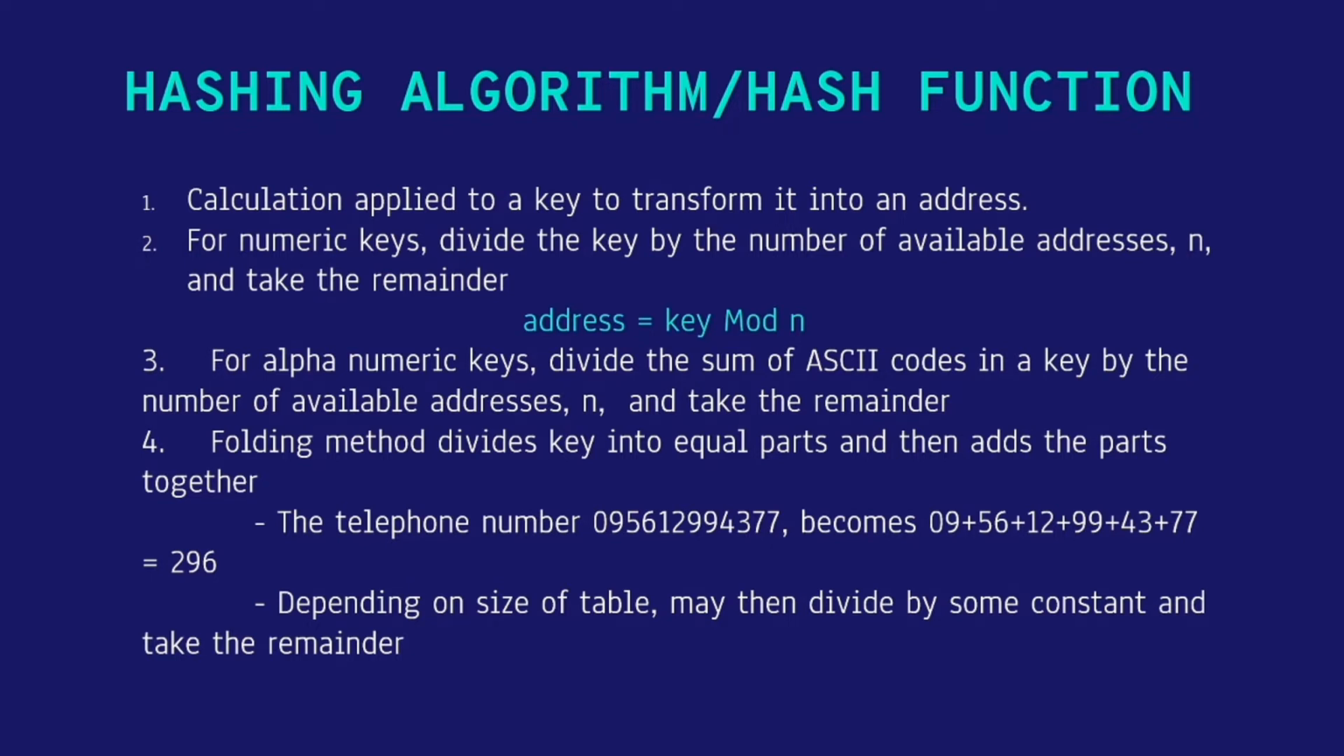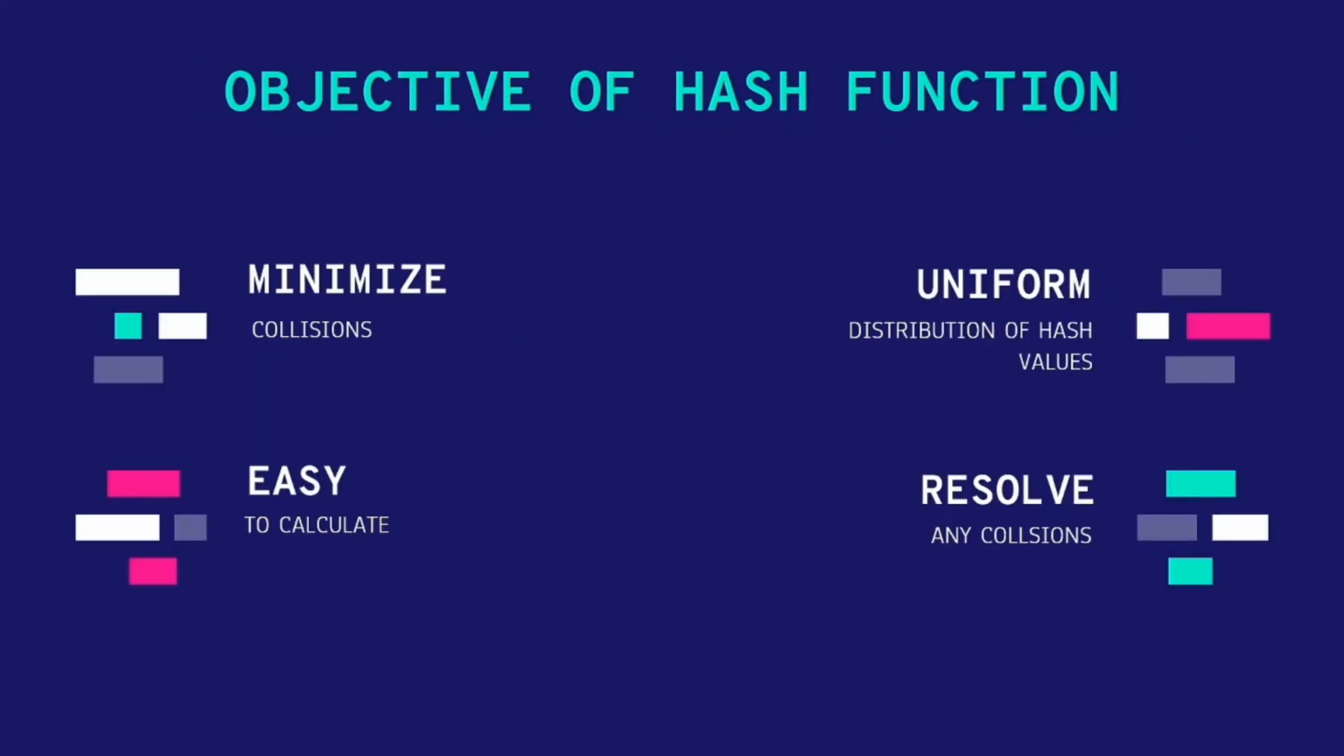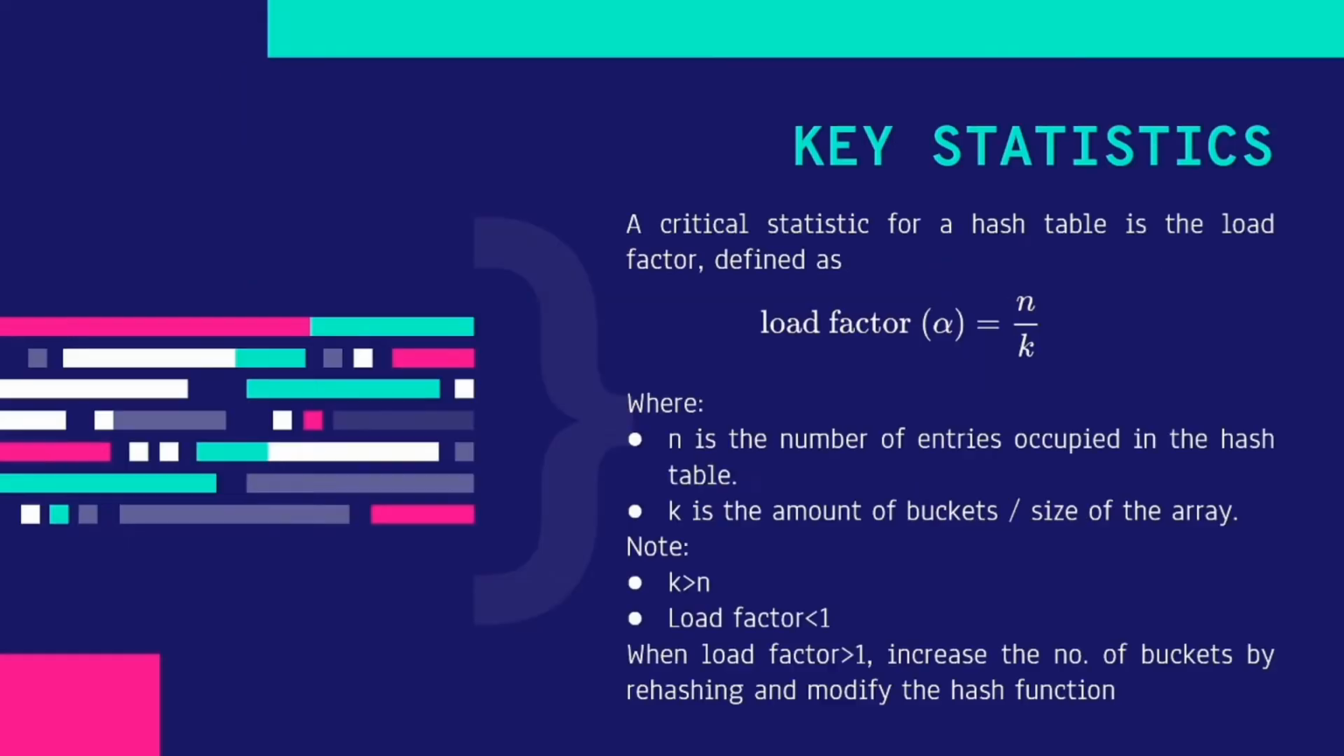So when choosing or writing a hash function, there are some objectives to bear in mind. First, it should minimize collisions, so less time is spent on collision resolution, and ultimately data retrieval will be quicker. Ideally, it should give you a uniform distribution of hash values, and therefore the data will be spread across the hash table as uniformly as possible. And lastly, the hash function should be easy to calculate, and it should include a suitable method of resolving any collisions that do occur. So next are the key statistics.